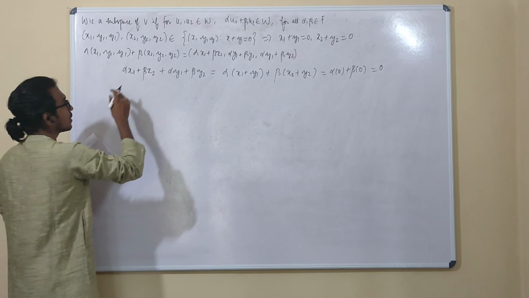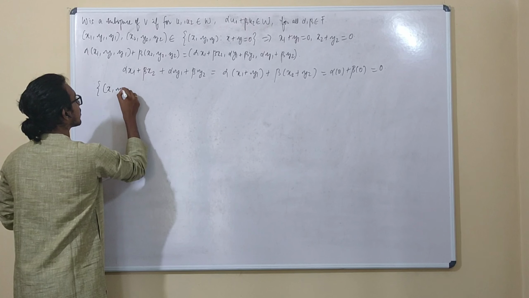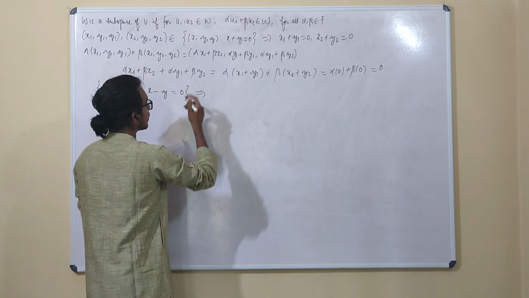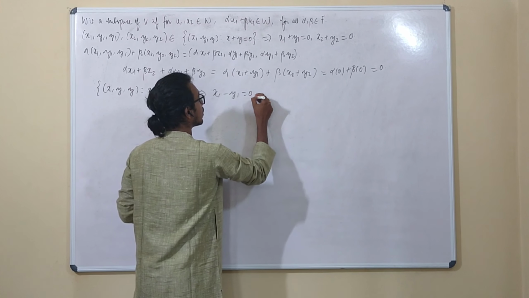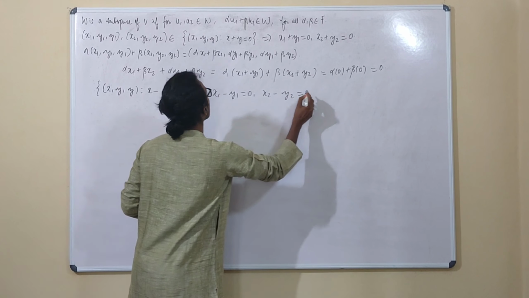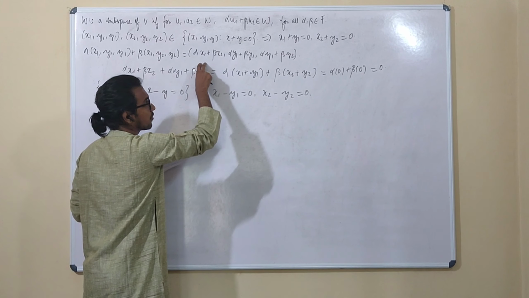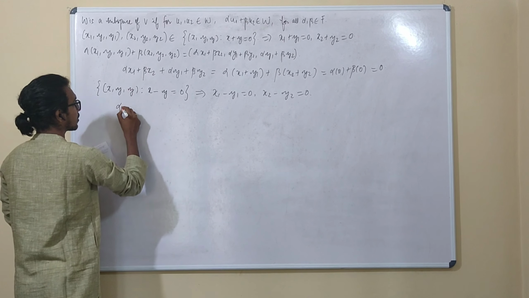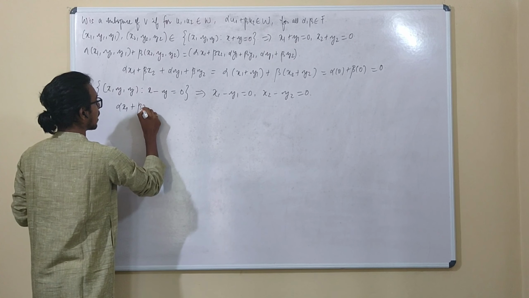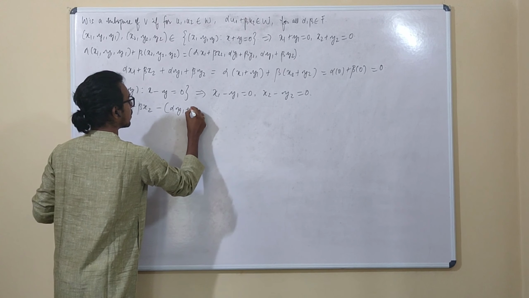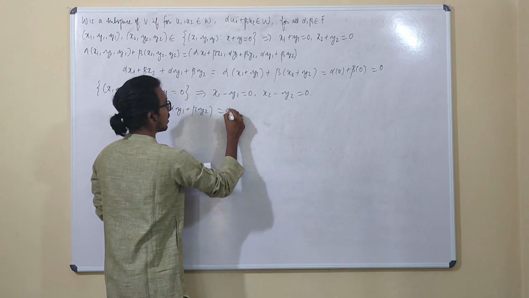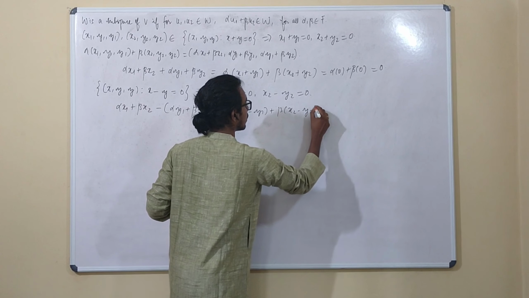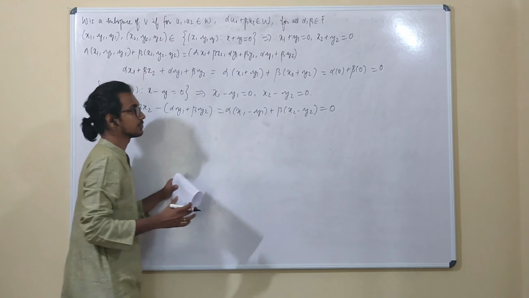In the second option, what is given? The set considered is the collection of x, y, z such that x minus y is 0. So from this, what we get? x1 minus y1 is 0 and x2 minus y2 is 0. So here, the difference of first and second has to be equal to 0. This is what we will have to examine. So that is alpha x1 plus beta x2 minus alpha y1 plus beta y2. This is alpha times x1 minus y1 plus beta times x2 minus y2. This is again 0.